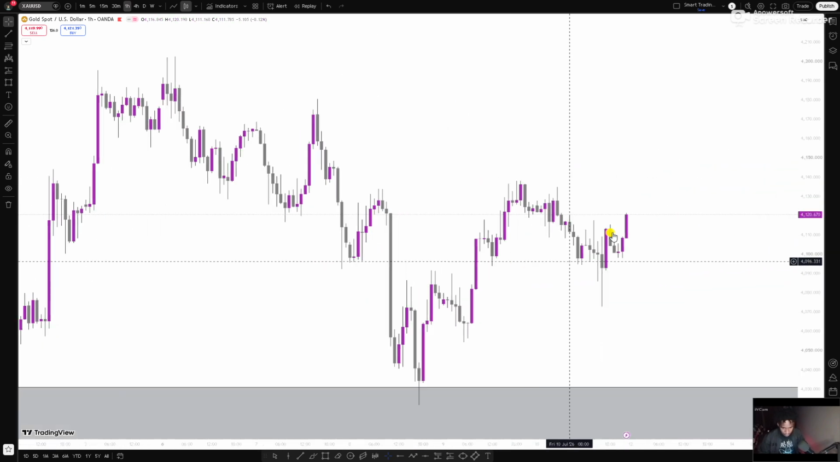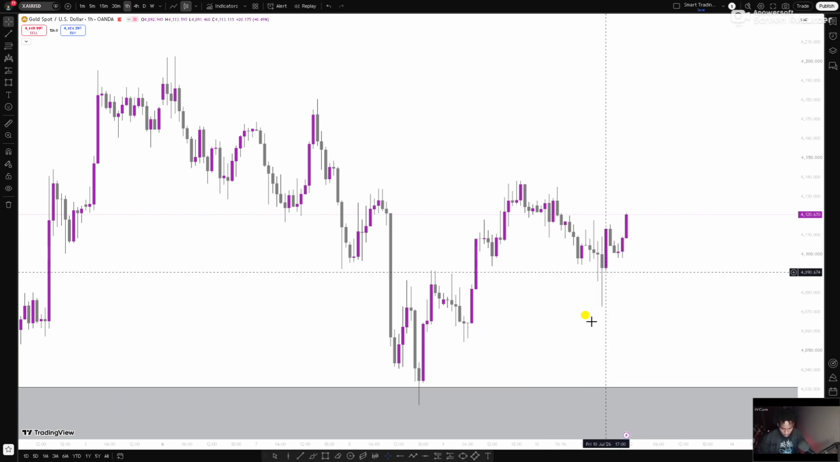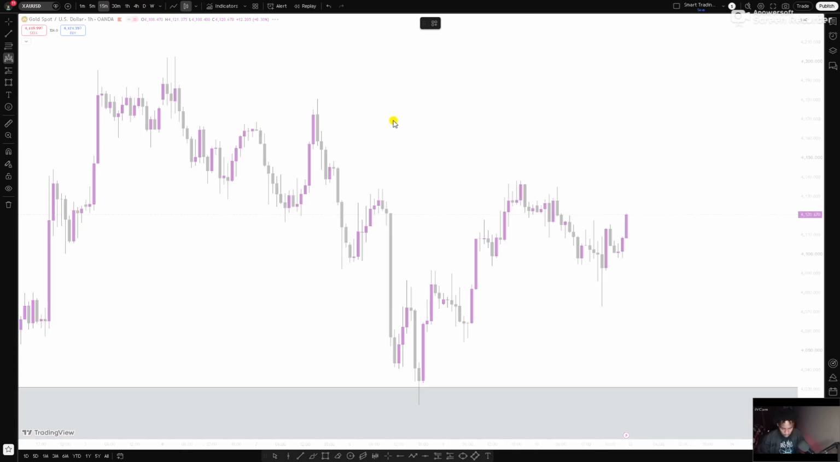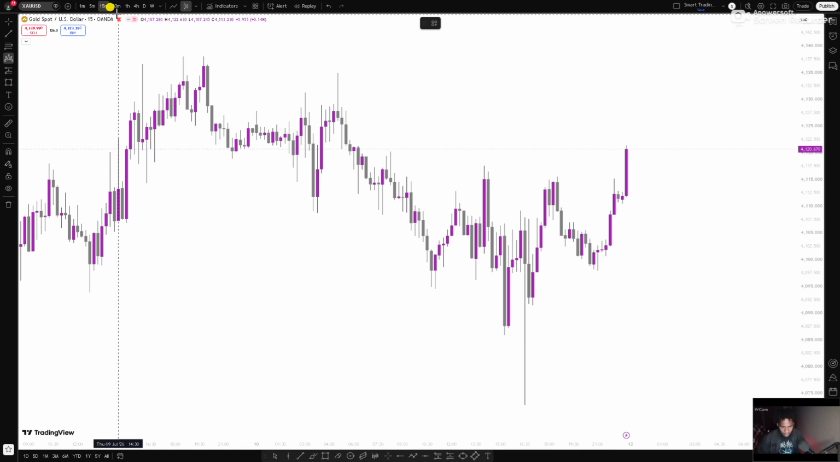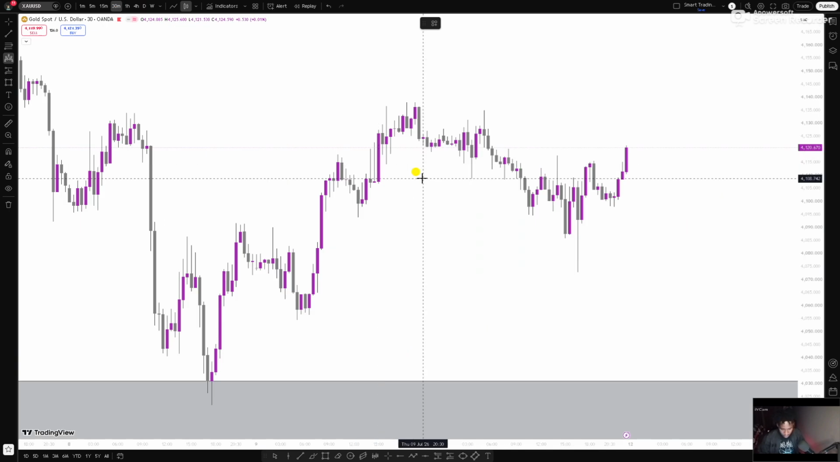Right over here, what are we having? Okay, we have another inverted head and shoulder. Let me go on the lower time frame so that we can spot it nice. 15 minutes is not nice, but I'll go on 30 minutes.